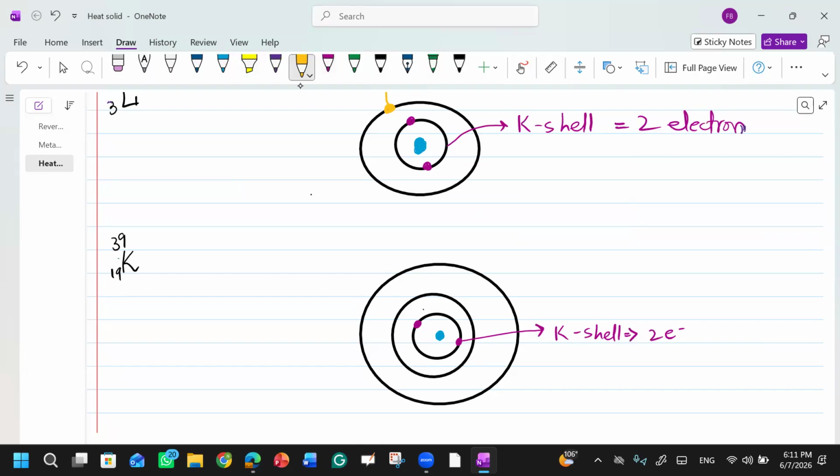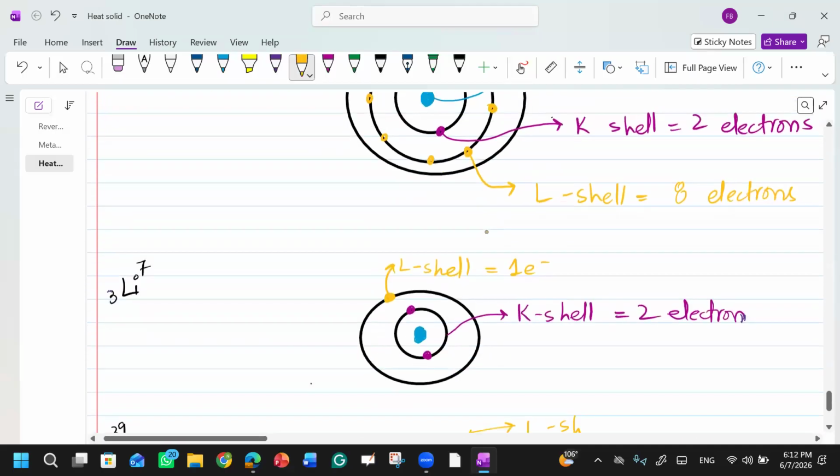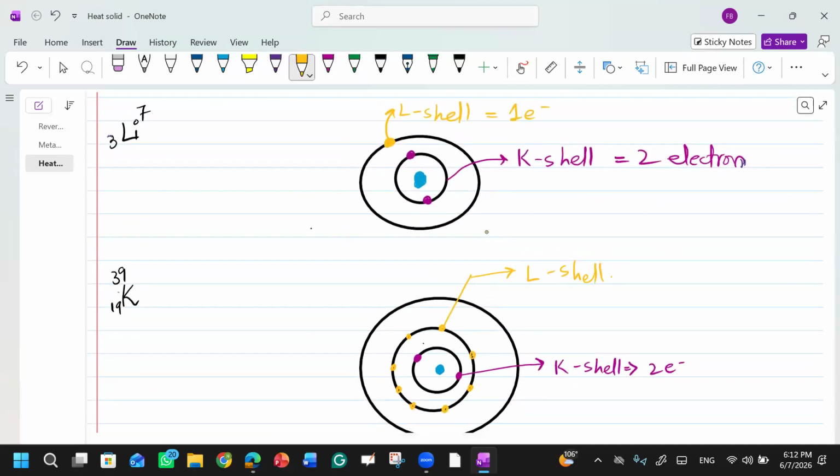How many electrons can be there in the second shell? What is the capacity? 8. Okay, 1, 2, 3, 4, 5, 6, 7, 8. Okay, 8 electrons. This is the L shell, it can fill with 8 electrons. Then what is the capacity of the next shell?